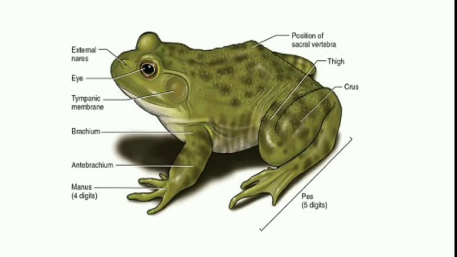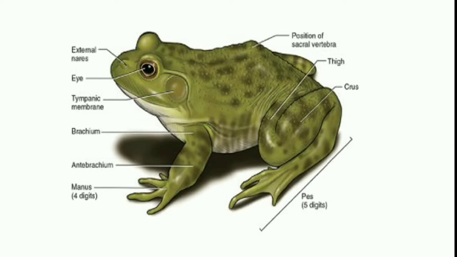Now we'll talk about external features. See, its body is dorsoventrally flat and appears to be streamlined. Okay, it has bilateral symmetry. It is about 18 to 20 centimeter in length and 5 to 8 centimeter in width. Body has two parts, basically head and trunk. There is no neck and no tail. It's a tailless amphibian.